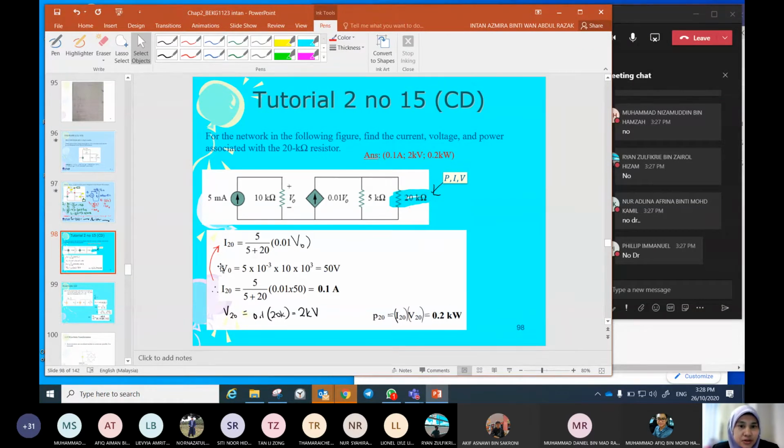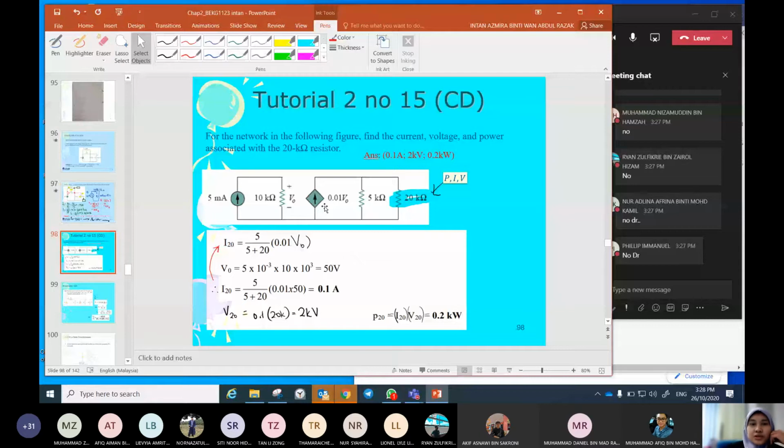So now let's start with the current, I of 20k. When we see this portion, we know that it can be solved using the current divider principle because we have a current source here. Please name the type of source here. What is the type of this source? Dependent source. Give the full name: voltage controlled current source.